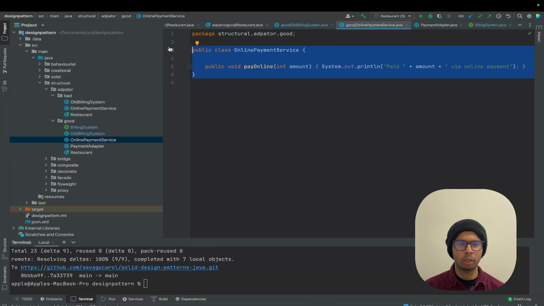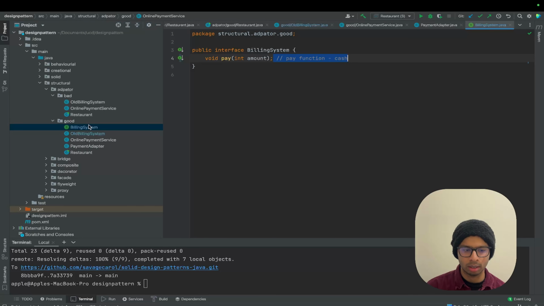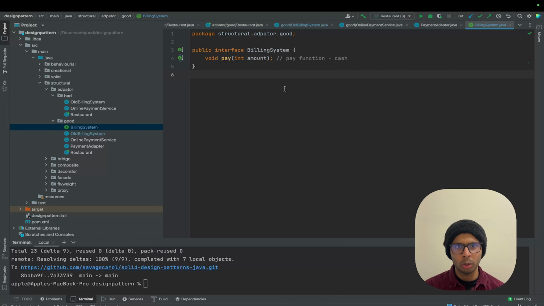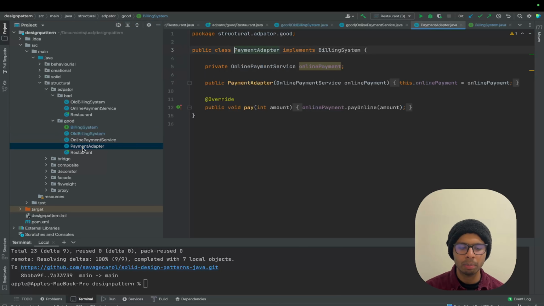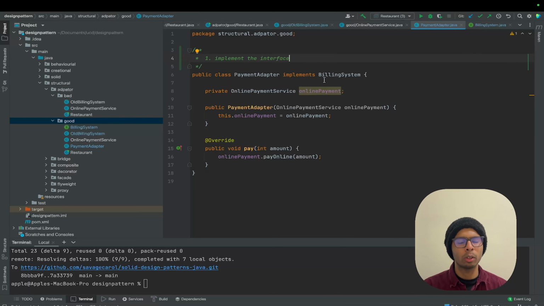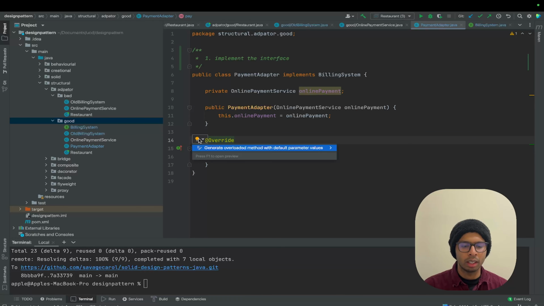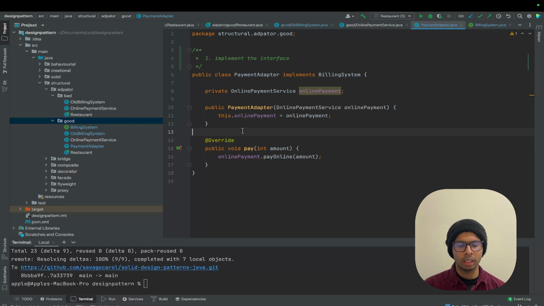After that, we have to make this class compatible with our billing system, that is our pay function. How are we going to do it? That is going to happen with the help of this payment adapter class. This is the important class that you should know. How you are going to make this class, I'll just write it into the comments as well. The first step is to implement the interface, that is our billing system. When I implement it, it means that we are going to override that system, and I override the pay function.